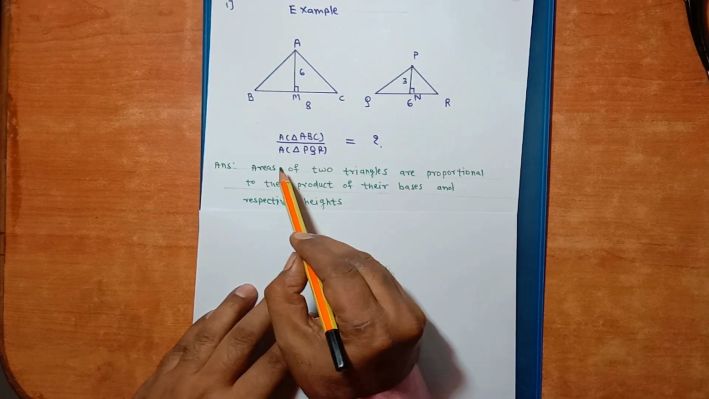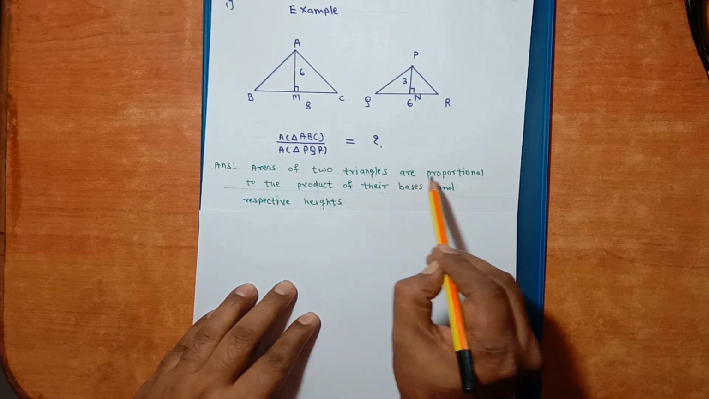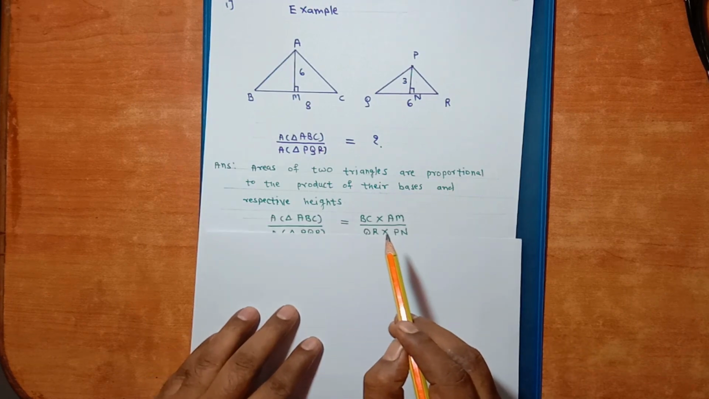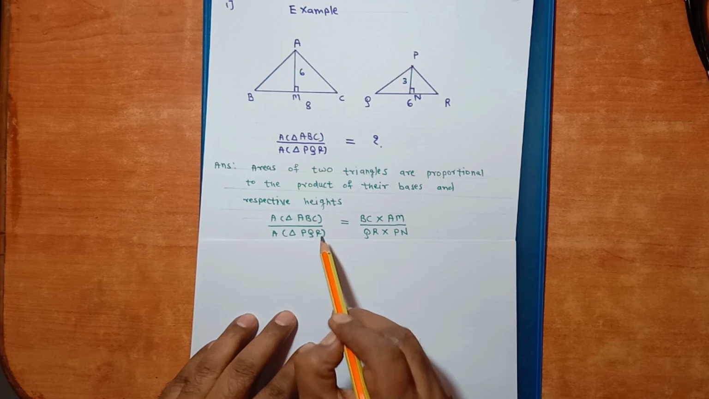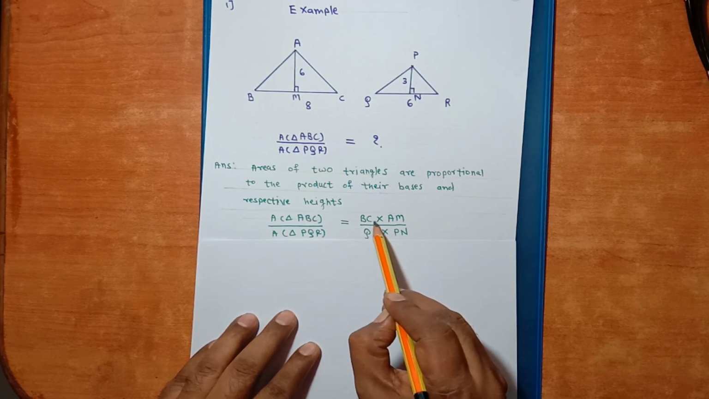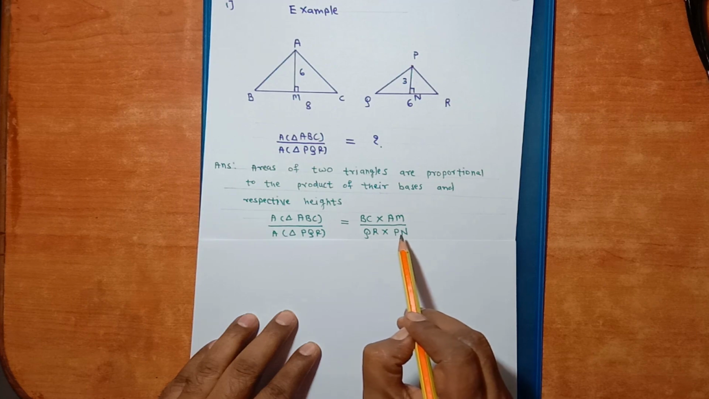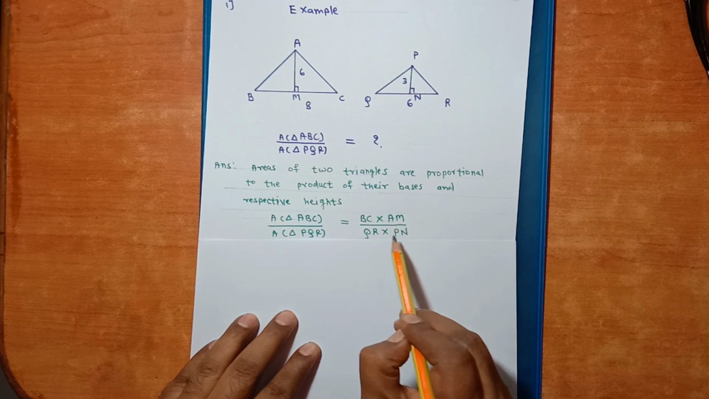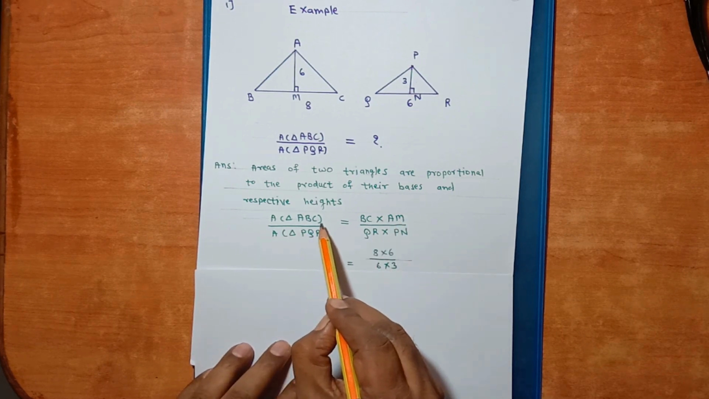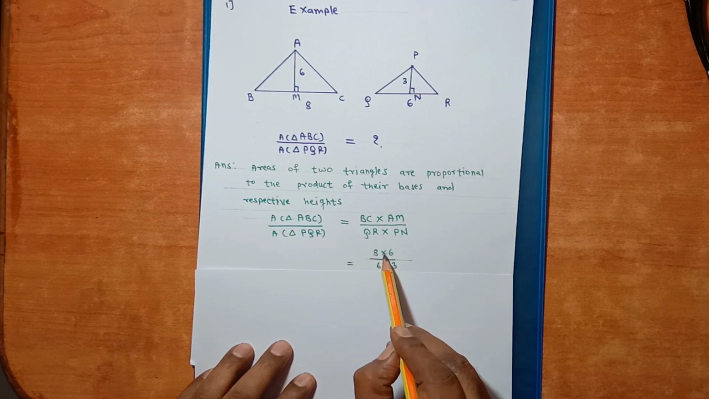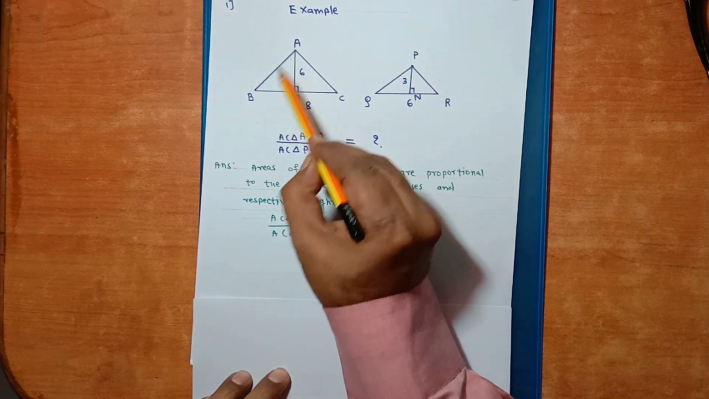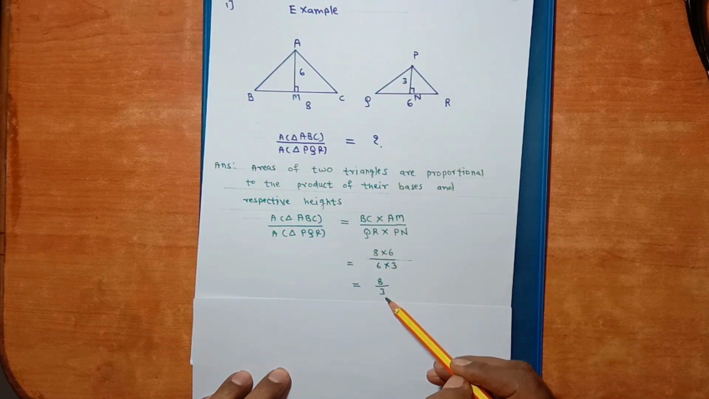As we have seen previously, areas of two triangles are proportional to the product of their bases and respective heights. In case of triangle ABC and triangle PQR, the ratio is equal to BC into AM divided by QR into PN, and substituting the values of BC, AM, QR and PN, we get area of triangle ABC upon area of triangle PQR is equal to 8 into 6 divided by 6 into 3, and after simplifying this we get 8 upon 3. That means the ratio of areas of these two triangles is 8:3.